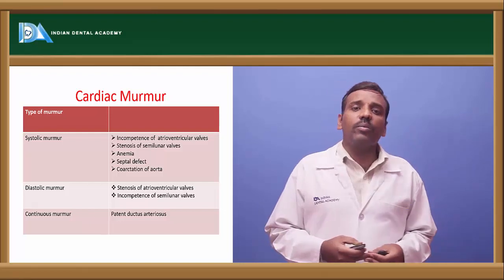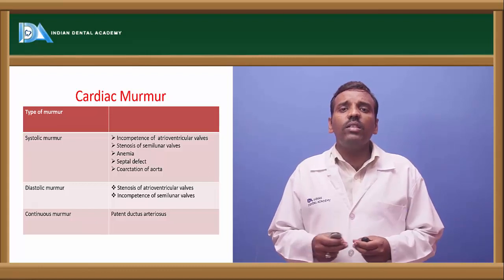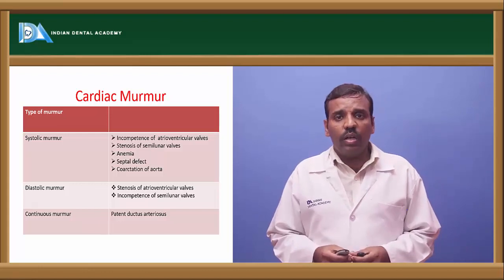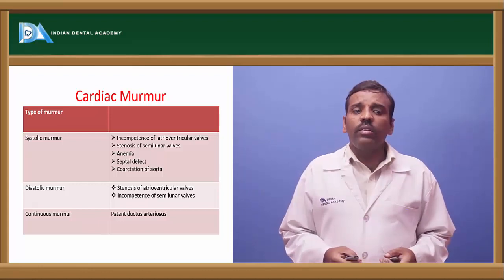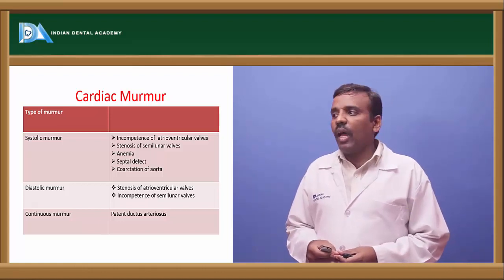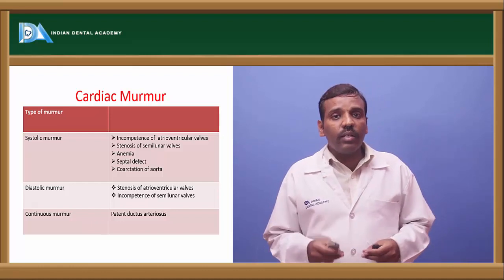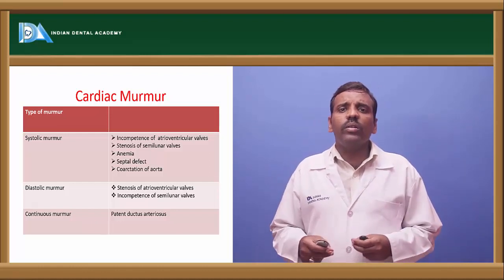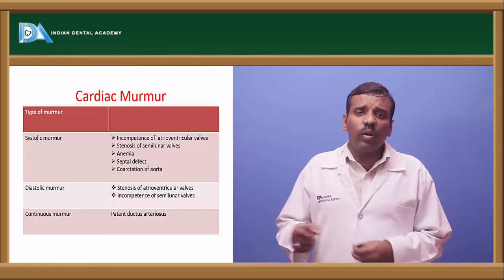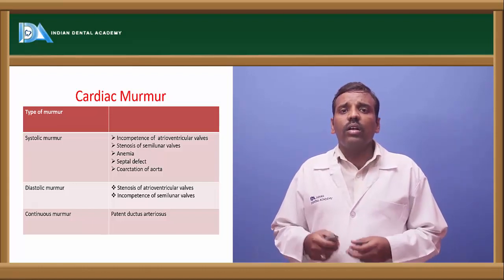And after this, cardiac murmurs. What are cardiac murmurs? Disturbance sounds in the heart during the systole and the diastole are called cardiac murmurs. These cardiac murmurs are of 3 types: systolic murmurs, diastolic murmurs, and continuous murmurs. Abnormal sounds during the systole are called systolic murmurs, and during the diastole, diastolic murmurs. And whether systole or diastole, if it is continuous, that type of murmur is called a continuous murmur.